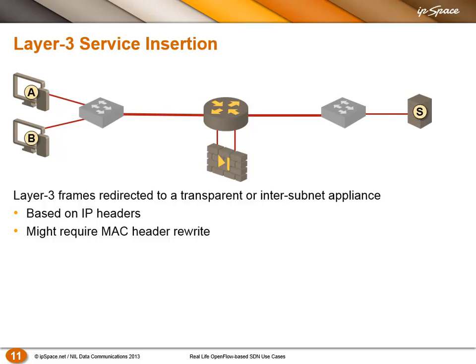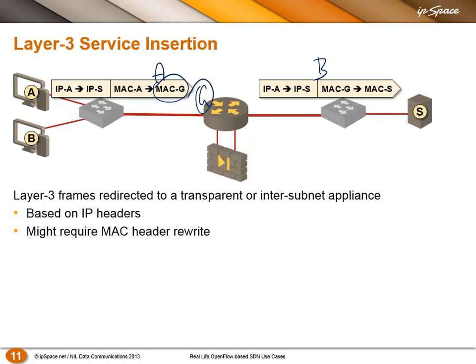What we do is we have two subnets here. So this is subnet A, this is subnet B. We do service insertion based on IP headers. So let's see how it goes. When A sends the traffic to S, it sends the traffic to the MAC address of the default gateway, which is here. And then this router does a layer 3 lookup and sends the packet to S.